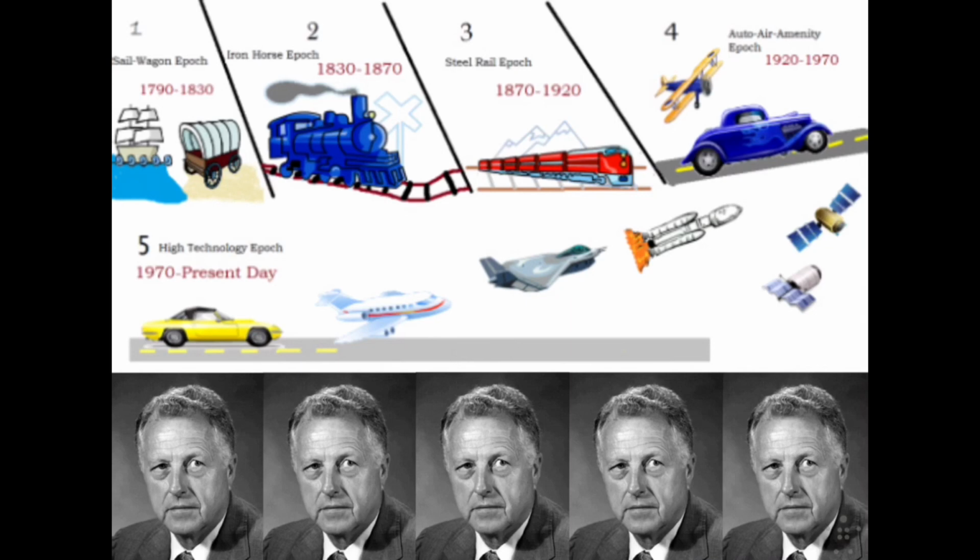Then we moved on to the Iron Horse epoch, 1830 to 1870. Railroad technology changed the nature of trade and employment. Then 3, the Steel Rail epoch, 1870 to 1920. The steel industry transformed urban America and job opportunities. Then number 4, Auto Air Amenity epoch, 1920s to 1960s, when the internal combustion engine dominated lifestyles. Today, many could add an epoch initiated by computer technology and call it the high technology epoch. But John Borchert only came up with 4.